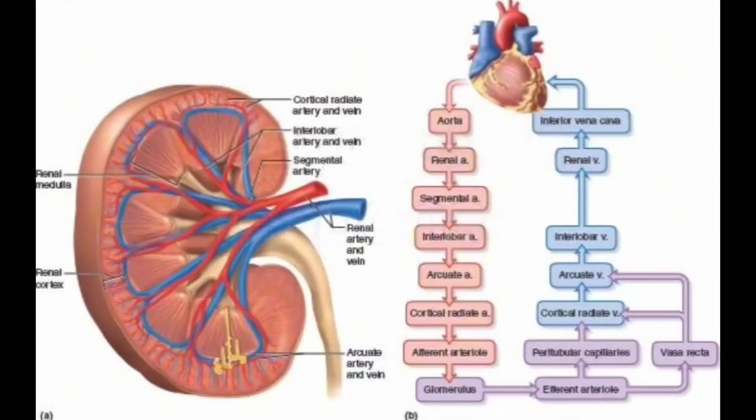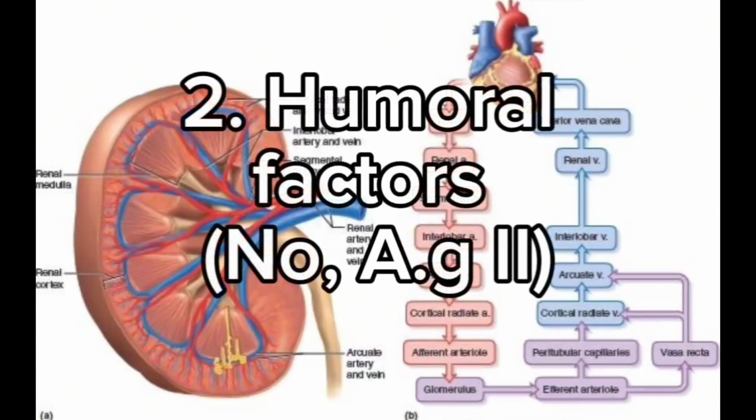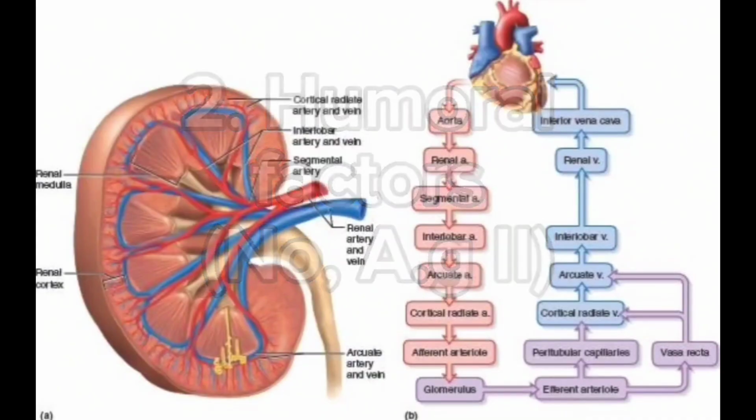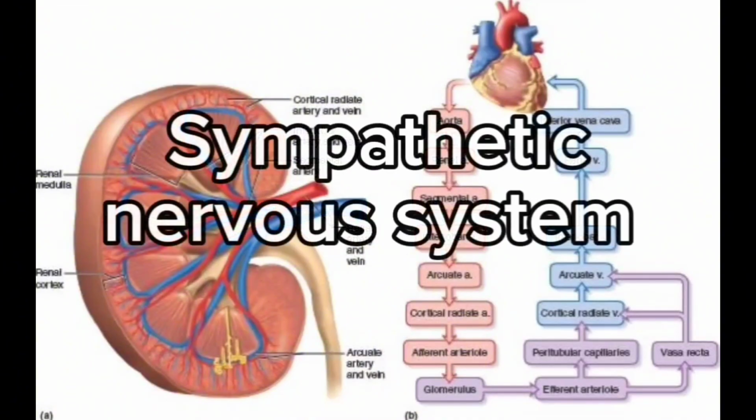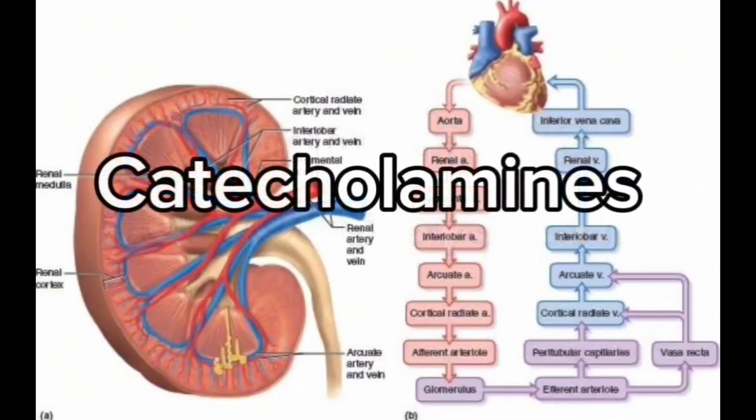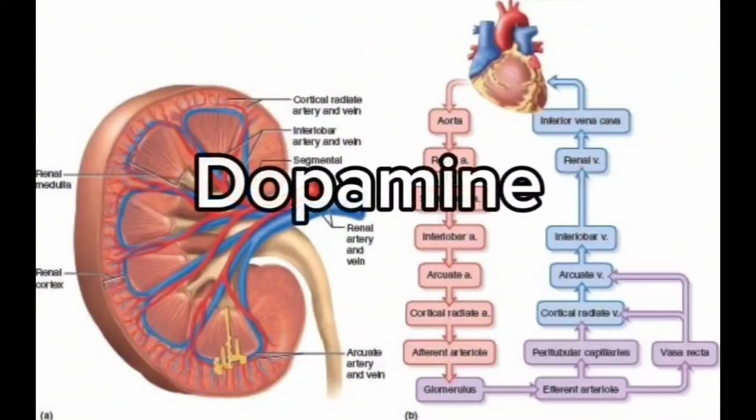Also, we have humoral factors, and these are substances that are mixed with blood, and they exert their effects when reaching the kidneys. For example, nitric oxide causes vasodilatation. Angiotensin II is a strong vasoconstrictor. Other causes: the sympathetic nervous system decreases the renal blood flow by causing the renal arterioles to constrict. Catecholamines decrease the renal blood flow by vasoconstriction. Dopamine increases renal blood flow by vasodilatation.